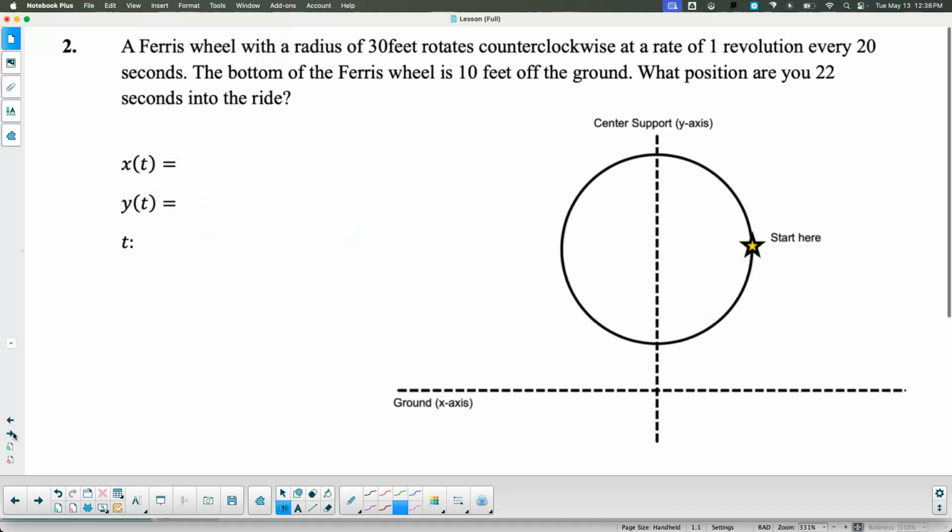So, we've got a Ferris wheel with a radius of 30 feet, rotating counterclockwise at a rate of 1 revolution every 20 seconds. The bottom of this Ferris wheel is 10 feet off the ground. What position are you 22 seconds into the ride? We're going to need to call upon some first semester math right now.